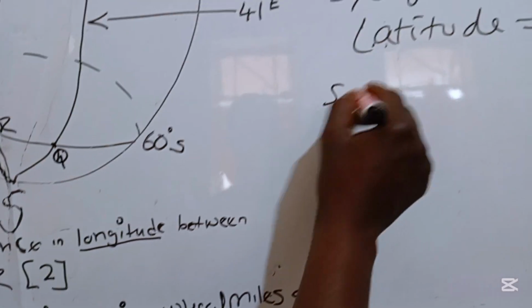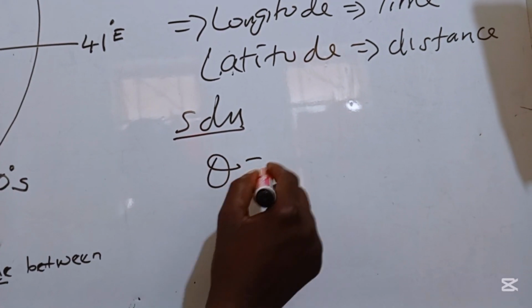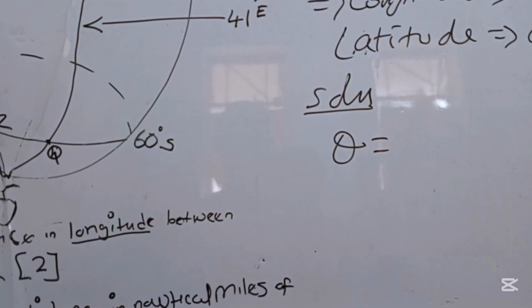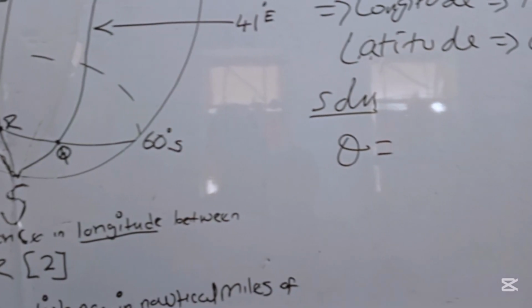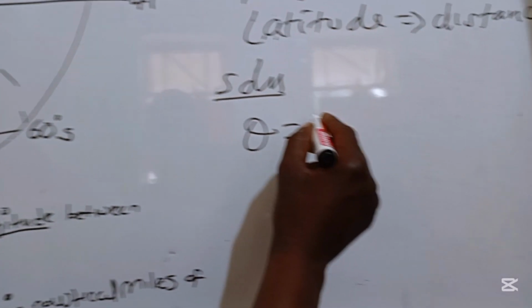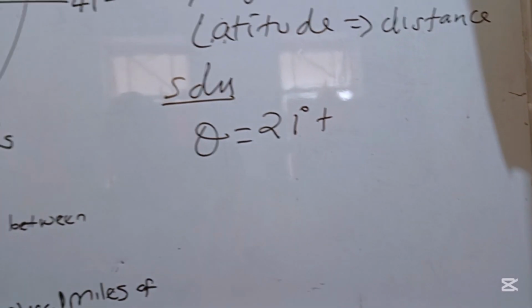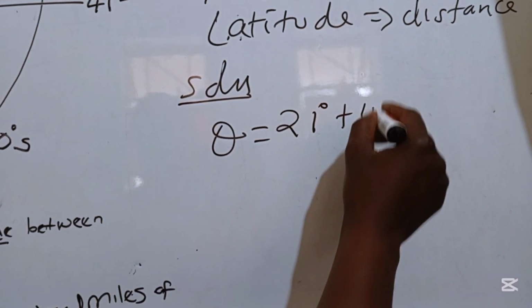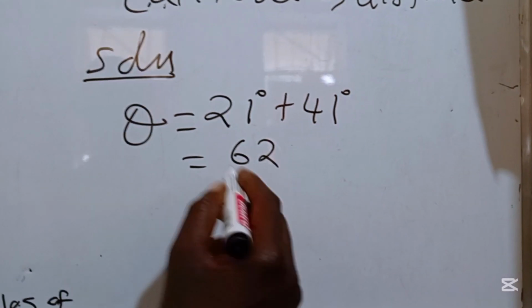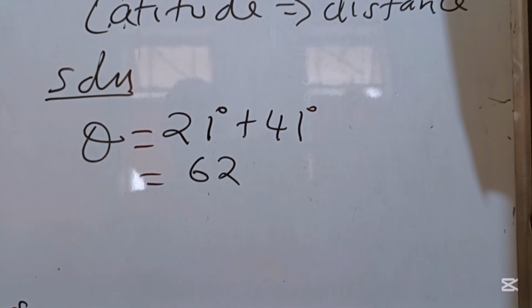How do we answer this question? Solution. Number 1, we have to say theta. Mind you, the difference between the two points on the Earth's surface is measured in degrees. So theta is equal to, the one is 21 west, so don't put west here, just say 21. The other one is 41. Such that when you add the two, you are going to have 62. Ladies and gentlemen, it's very important to show this information because it carries the mark.